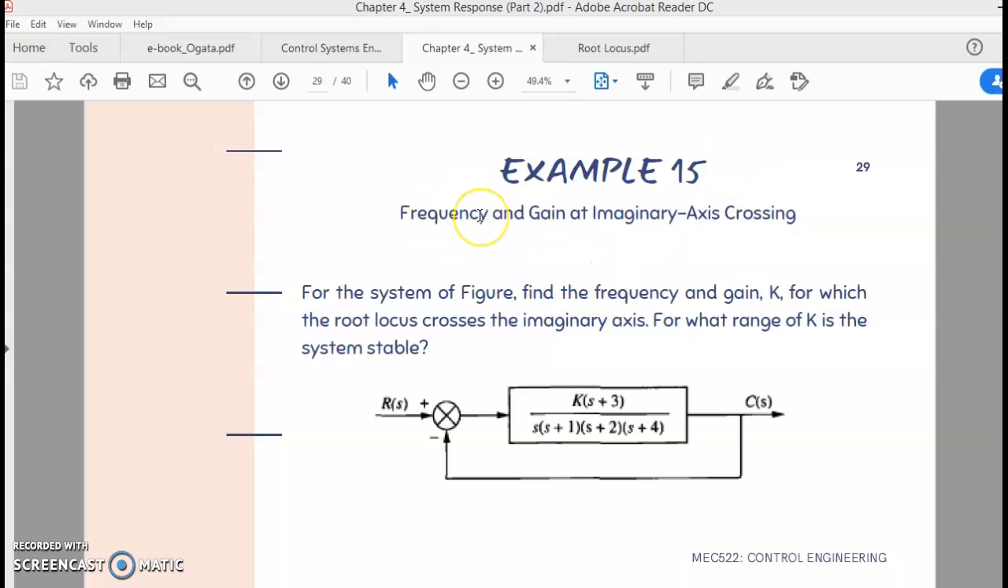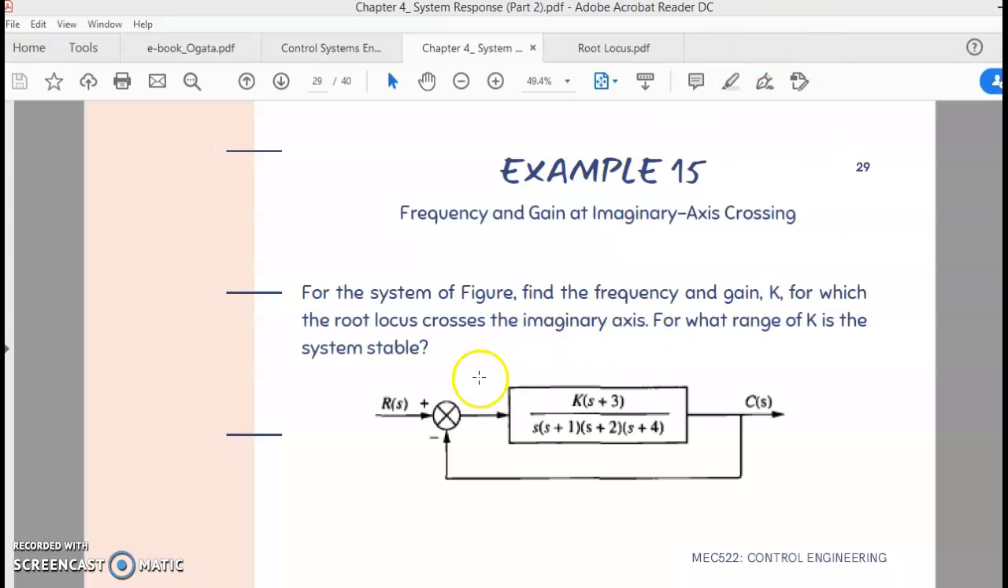Okay, so for the frequency and gain at the imaginary axis, how do you solve it? Okay, here I want to explain to you how to solve it.